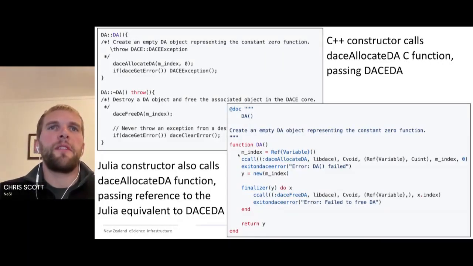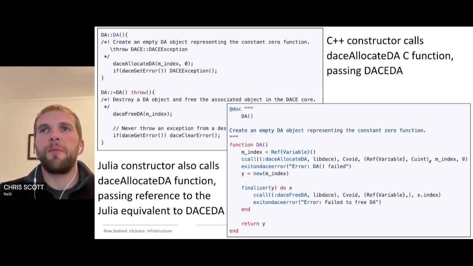We have the equivalent mindex variable, and then we're using ccall to call the DACE allocate DA function, exactly the same as we saw in C++, but we're calling it from Julia. libDACE is just the shared library that contains the DACE code. We have to pass in the return types, the argument types, and the values of the arguments to pass to that function. And you can also see further down that we have the finalizer, which we'll call DACE free DA, the same way that was happening in C++.